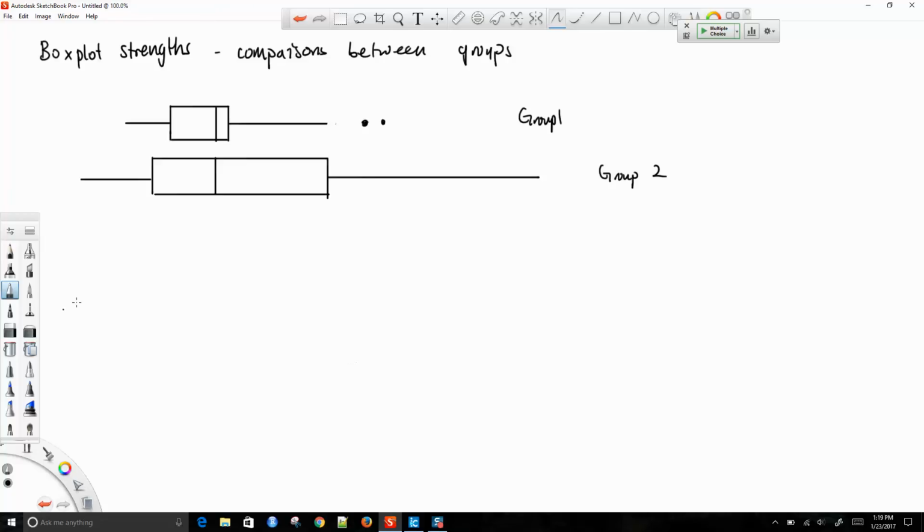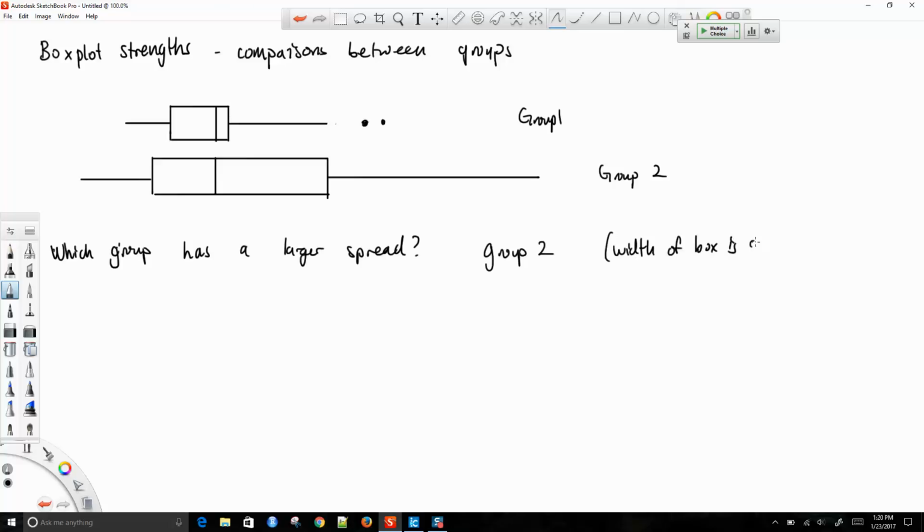Okay, so what if I said on average, or okay, first question, we'll keep this simple. Which group has a larger spread? This is too easy. All right, and you would all say group 2, right? Because the width of the box is wider, right? Width of box is greater. So larger IQR.